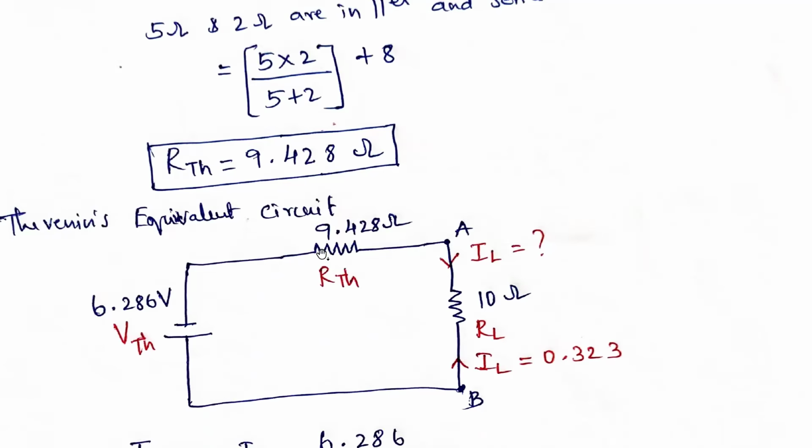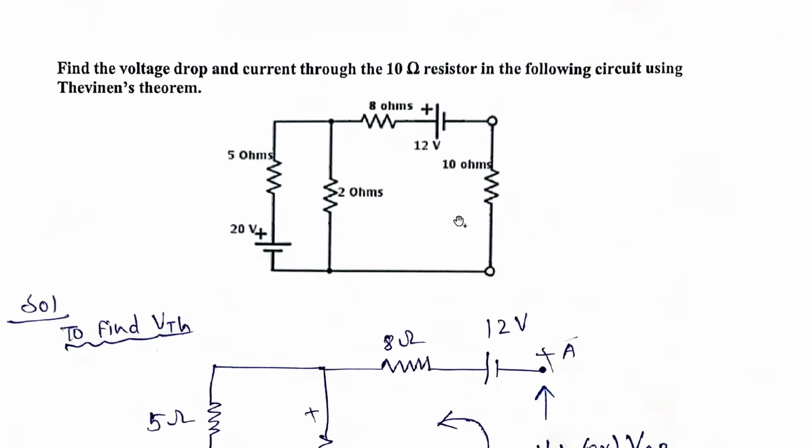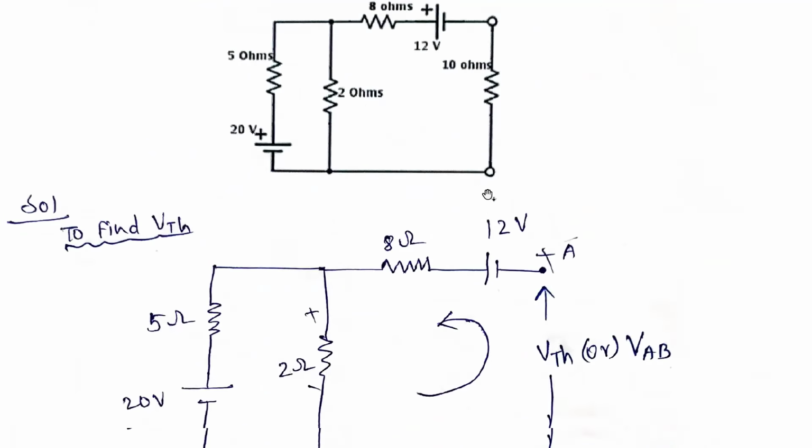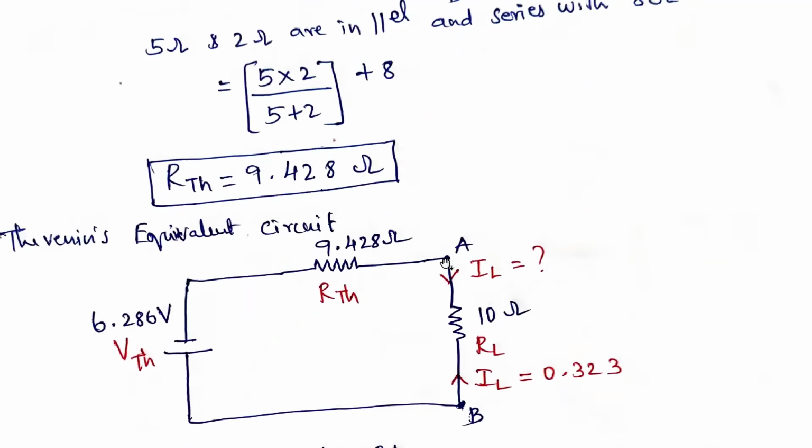Next is RTH. RTH we calculated, and we need to connect RTH in series, 9.428. That is also connected in series. Next, the open circuited load resistance is there in the problem, so we need to consider that. We need to consider it in series also.